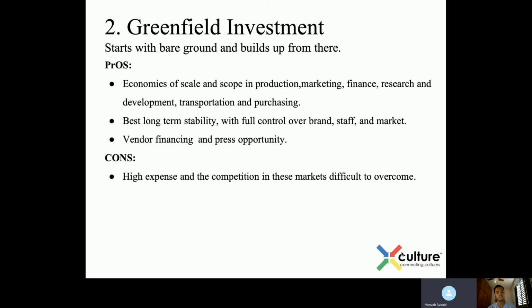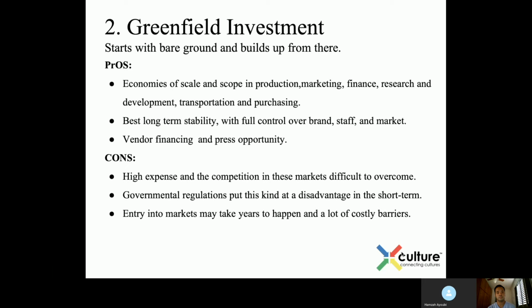Our cons in this entry mode are that it has high expense and the competition in these markets is difficult to overcome. Governmental regulation can put this kind of investment at a disadvantage in the short term. Entry in this market may take years to happen and has a lot of costly barriers.